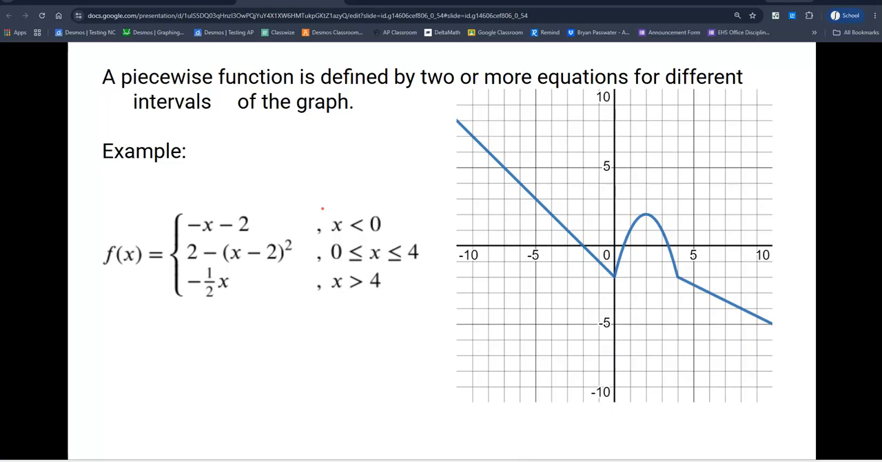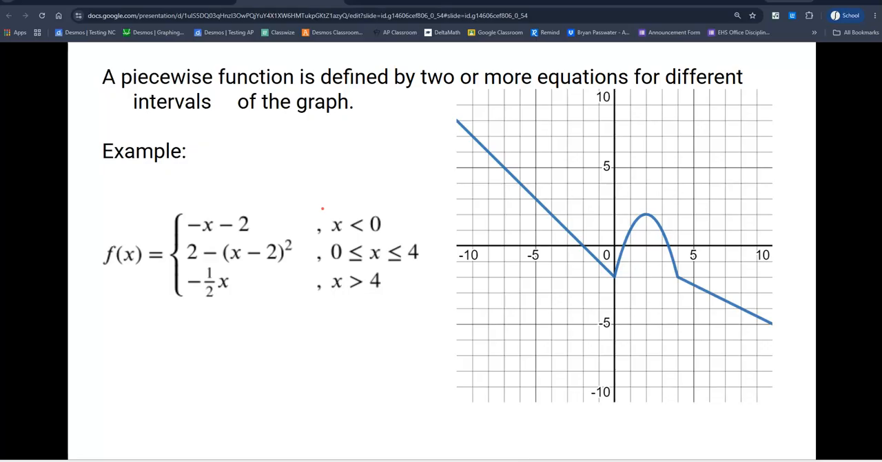So what this tells us here is that negative x minus 2 is the graph of a line. Do you guys remember y equals mx plus b from Math 1, right? That was how we graphed a line. This is a line. So whenever x is less than 0, right here's 0, x is less than 0 on this side, this piece of the graph, that is when we use this line. So it gives us the equation of that line, right? Then from 0 to 4, so that is here, 0 is right here, over to 4. It's this part of the graph.